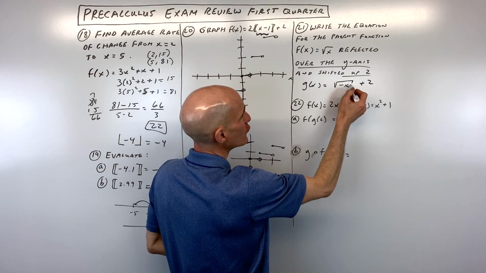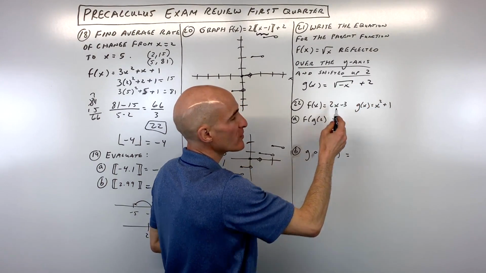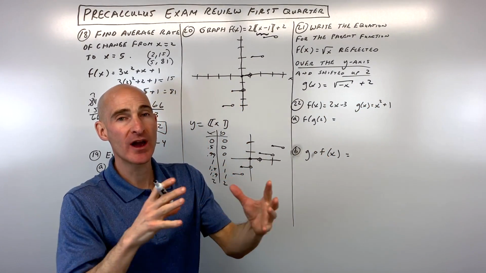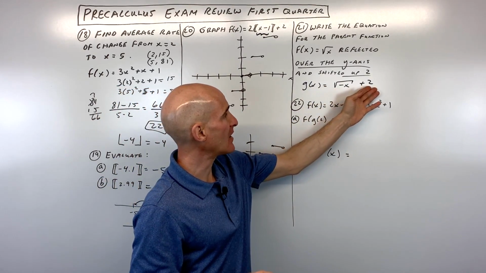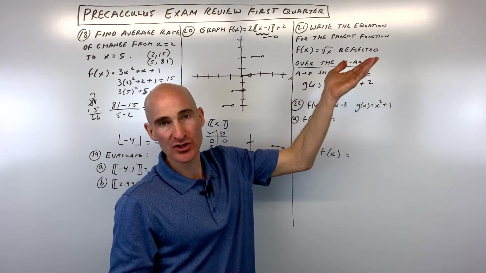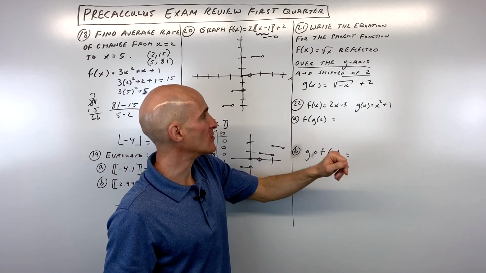Now notice it's not grouped with the x. When it's grouped with the x, that's when it's going to affect the x direction, the horizontal direction. When it's not, like out here, it's going to affect the vertical shift up and down. If it was -2, it'd go down 2.